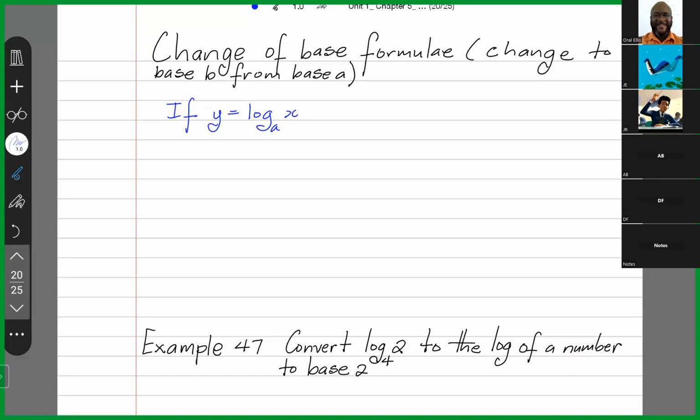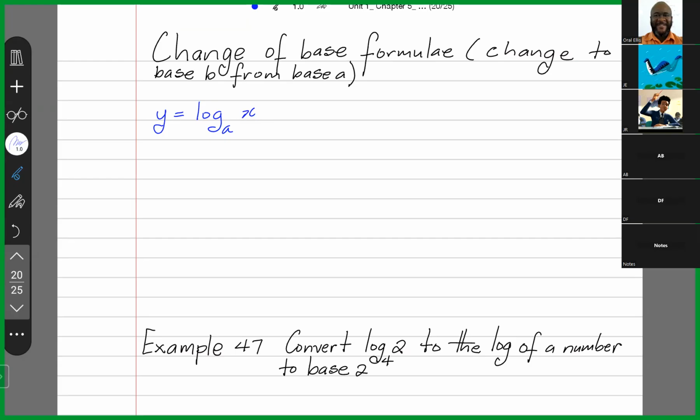All right, so change of base formula. We're going to change to base B from base A. All right, so we're starting off with y being equal to log to the base A of x. So what we're going to do is change from log to the base A to log to the base B. And in so doing, we're going to come up with a change of base formula.